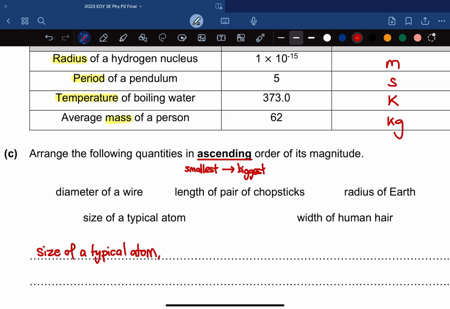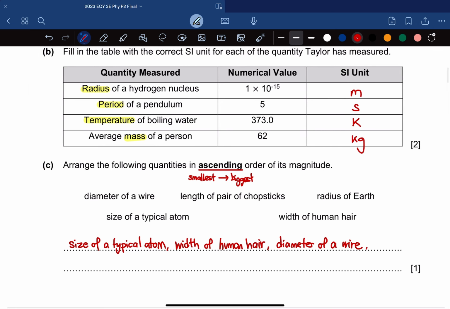Followed by the width of a human hair. Followed by the diameter of a wire. Followed by the length of a pair of chopsticks. And the biggest order of magnitude would obviously be the radius of the Earth. So this is the answer to question 1C. And this will be all for question 1.